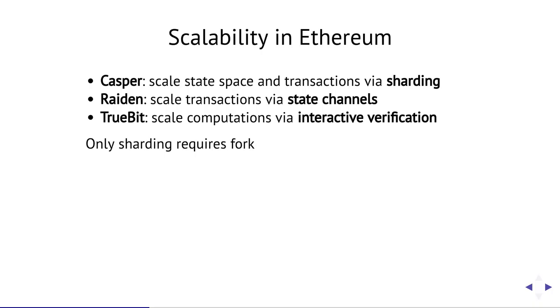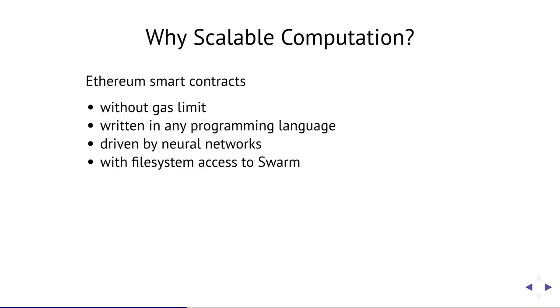And TrueBit is the third way, and there the idea is to scale computations. I will explain a bit more later what that actually means. And the way to scale it is using interactive verification, which we'll also go into detail on later. And also a nice thing to note is that only Casper requires an actual fork, because the other two ways to scale can be directly implemented on the smart contract mechanism. Okay, why do we need to scale computation?